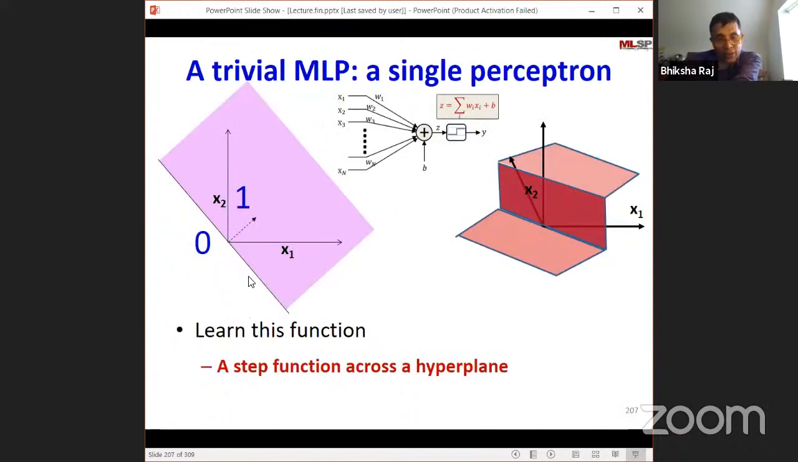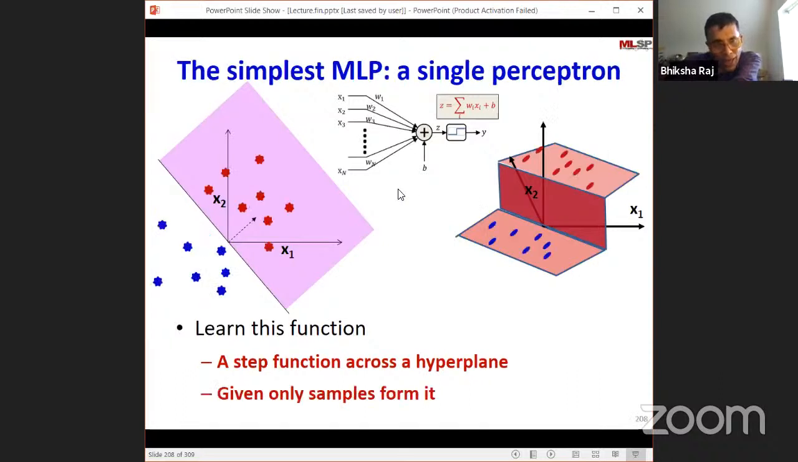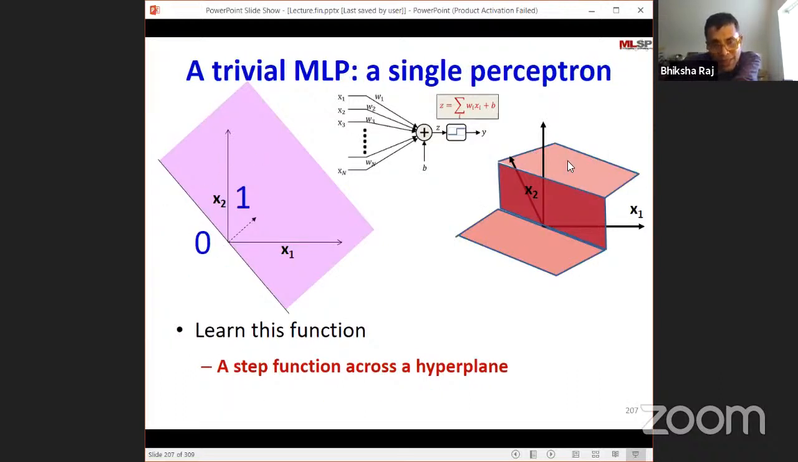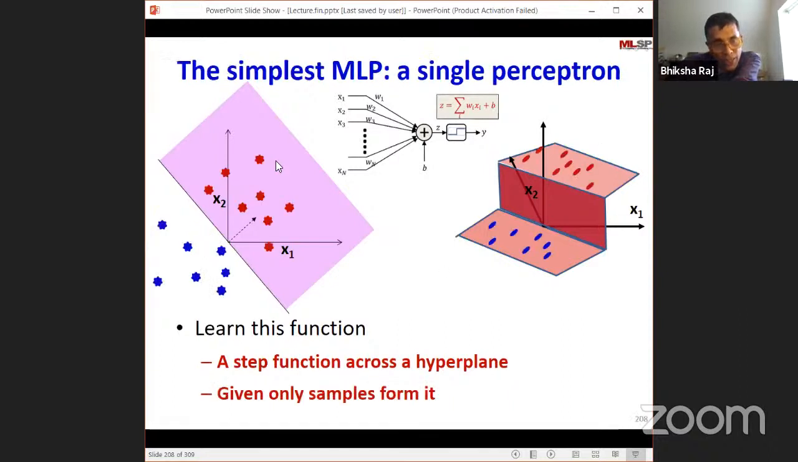So let's take a look again. Let's go back to our basic perceptron. Here is the function that a single perceptron learns. It's just a Heaviside step function, right? But now, instead of being given this Heaviside function to learn, suppose I were only giving you these training samples. So I've given you a bunch of red dots labeled 1 and blue dots labeled 0. And from just these samples, you now have to learn the function, this step function.